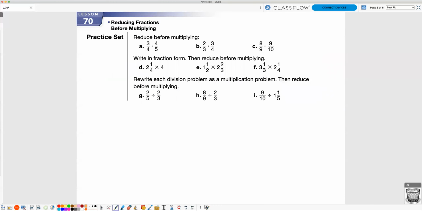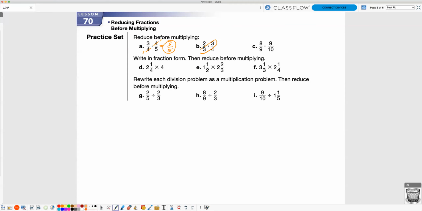All right, let's do these. Letter A, 3/4 times 4/5. It says reduce before multiplying. All right, in this case, I see 4 over 4 is the same as 1 over 1, and 3/5 can't be reduced. That would be 3/5 as the final answer because 3 times 1 is 3, 1 times 5 is 5. Letter B, 2/3 times 3/4.